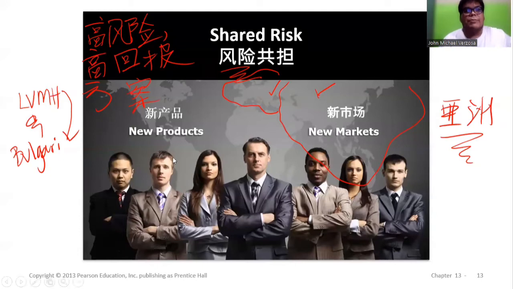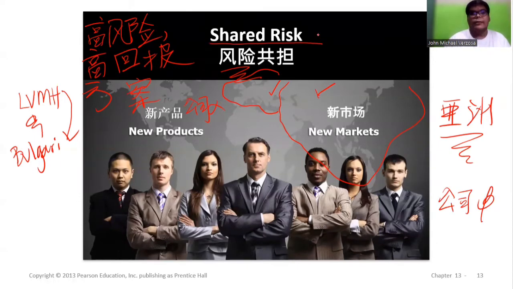So both companies, 比如说公司 A 还有公司 B, they're sharing the risk. That's why it's called shared risk. Next.